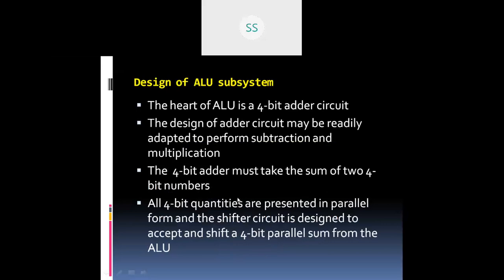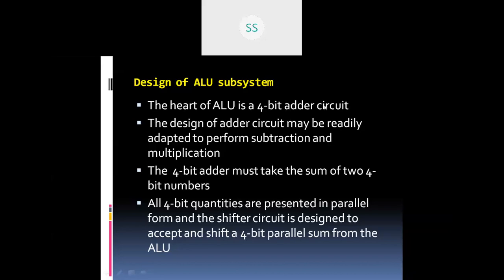Coming to the design of the ALU subsystem. The heart of the ALU system is obviously a 4-bit adder circuit. Once the design of the 4-bit adder is ready, later it can be adapted to make a subtractor or a multiplier. Therefore, the very basic thing required first is an adder circuit, which can be modified later.